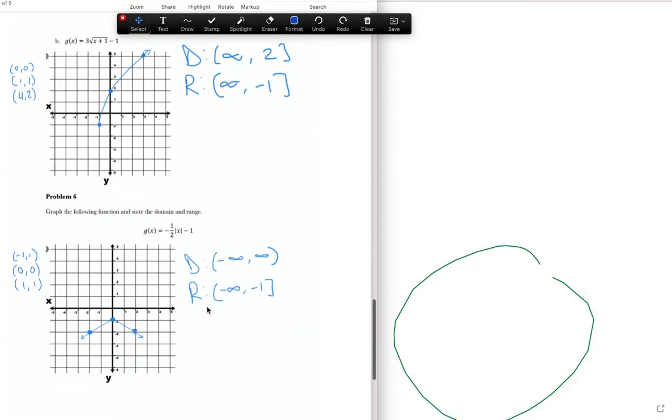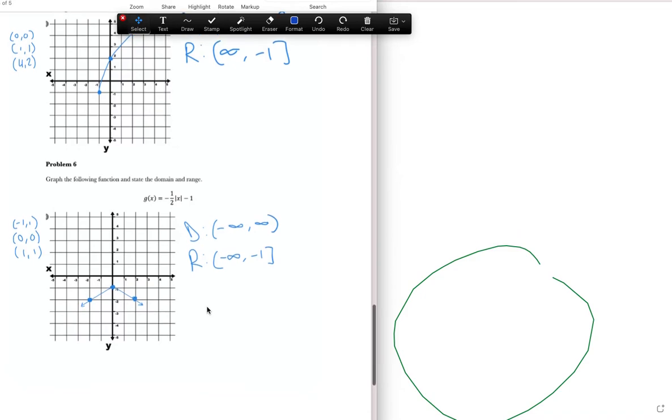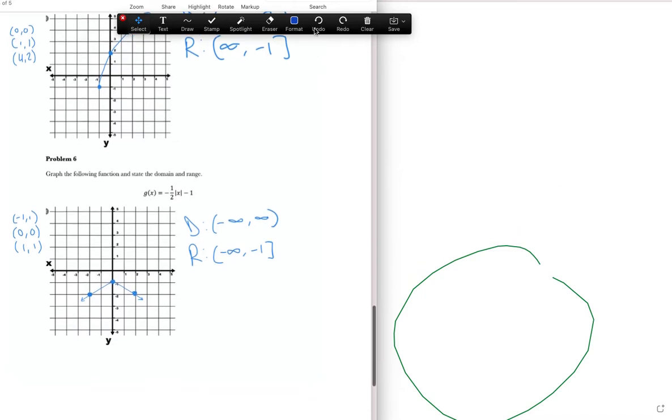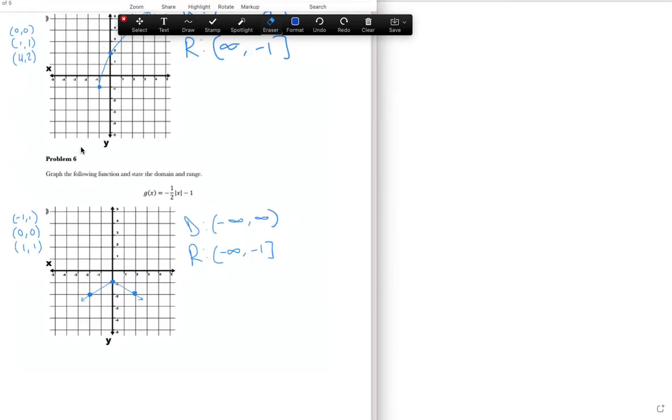Cool. So absolute value graph, beautiful. Don't have to say anything here because you did it flawlessly. Just do exactly what you did here on your quiz, and I'll be happy.